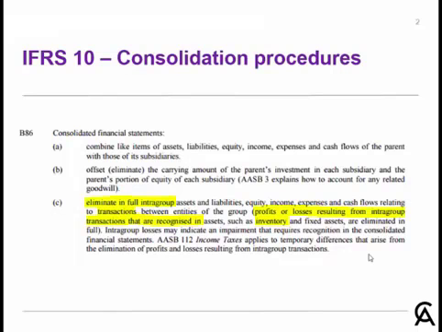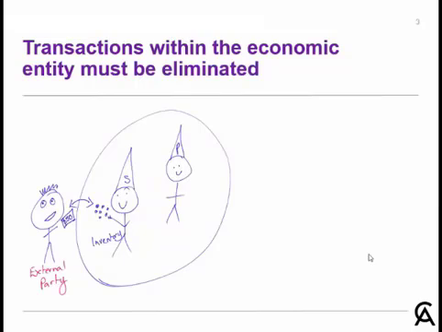So IFRS 10 gives us some guidance here, not overly helpful. It doesn't help us with journal entries, but it's telling us to eliminate in full intragroup transactions that may lead to profits or losses resulting from those transactions that are recognised in assets such as inventory. So paragraph B86 gives us some guidance but doesn't tell us how to do it. It also mentions there that we need to think about temporary differences.